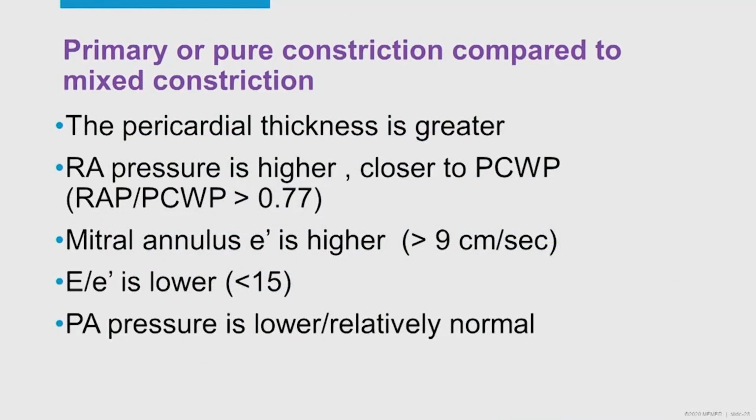So if I can just summarize the last few slides of separating the primary from mixed constriction. In pure primary constrictive pericarditis, the pericardial thickness is greater, a thicker pericardium. The mixed constriction has relatively normal pericardial thickness. Not all of them, but a lot of patients. And the RA pressure is higher in pure constrictive pericarditis, close to wedge pressures. And then E prime is higher in primary compared to the mixed, and E over E prime is lower. And also PA systolic pressure is relatively normal in the pure constriction compared to a mixed constrictive pericarditis.